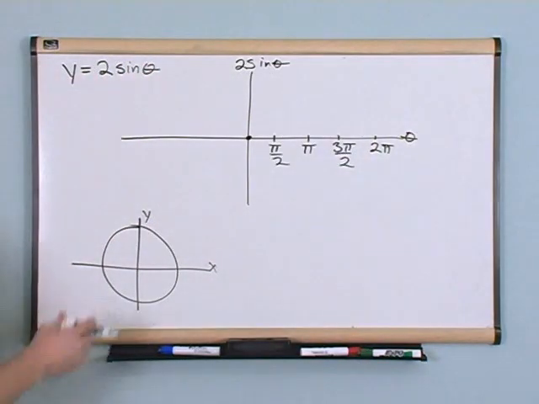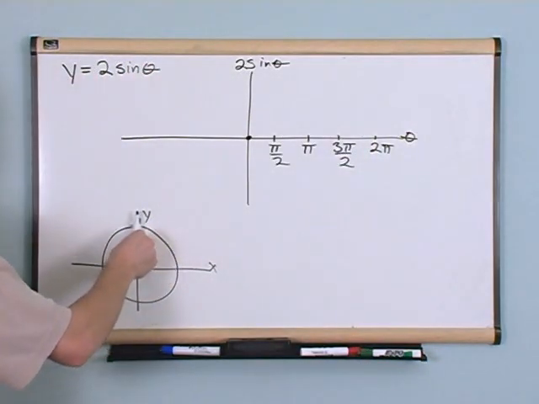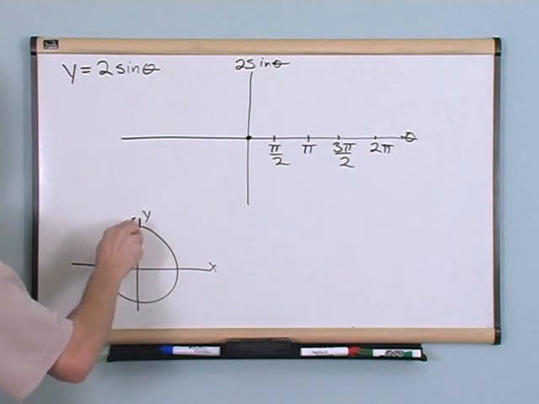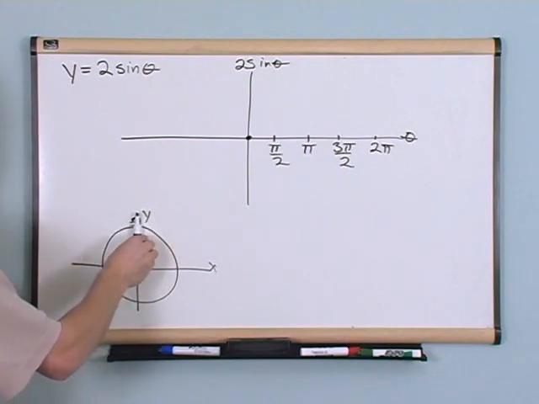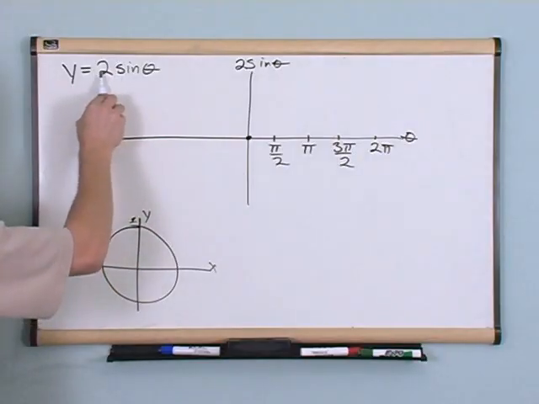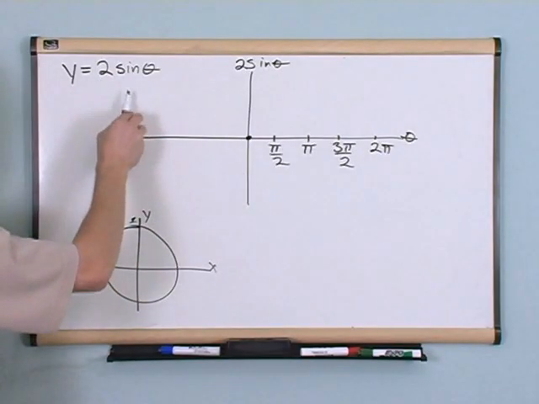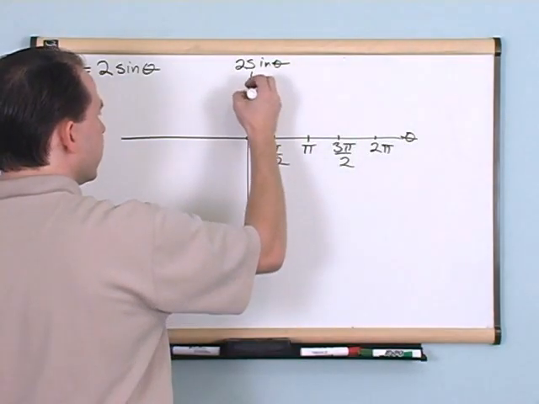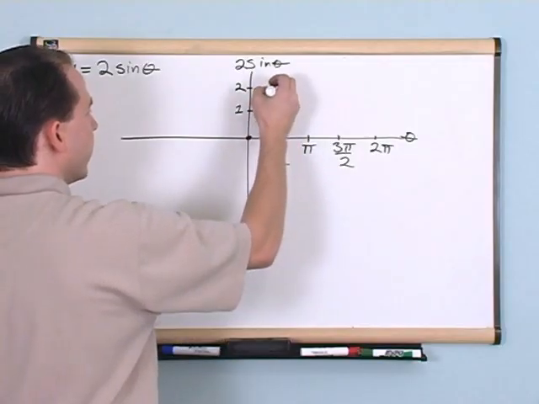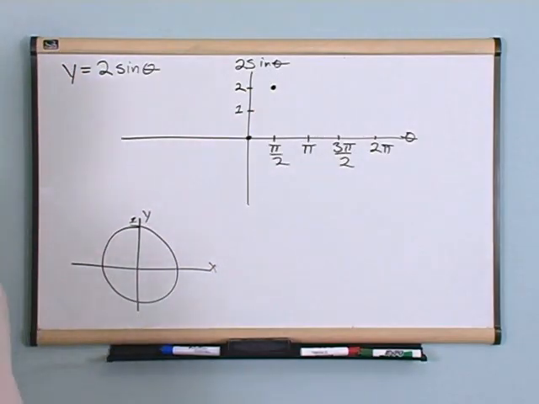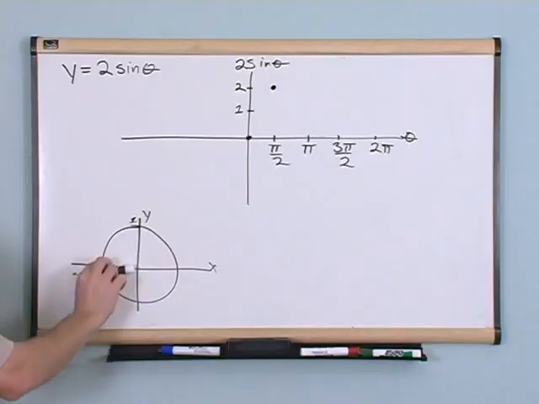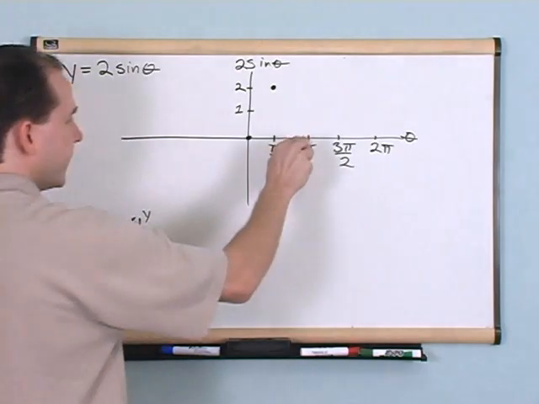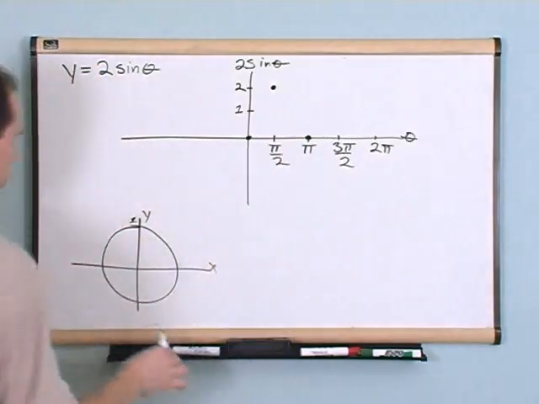Okay? As I move up to pi over 2, this is a unit circle again. Sine of pi over 2 is 1 because I'm fully along the y-axis. But I'm looking at 2 times the sine of theta, so 2 times 1 gives me 2. So if this is 1 and this is 2, this point would be up here. As I get over to sine of pi, again at 0, 0 times 2 again gives me 0, so my point's here.